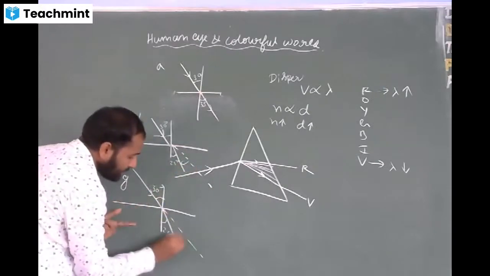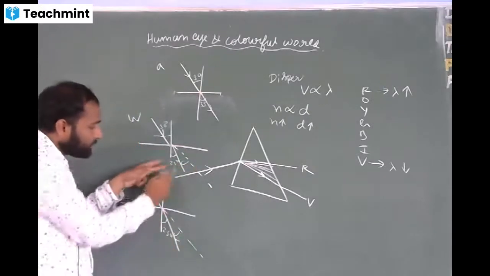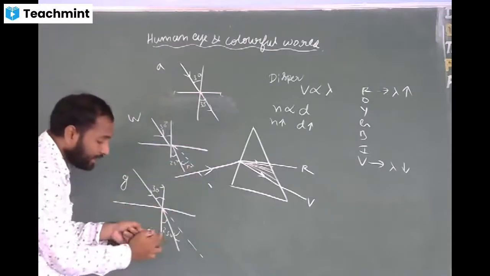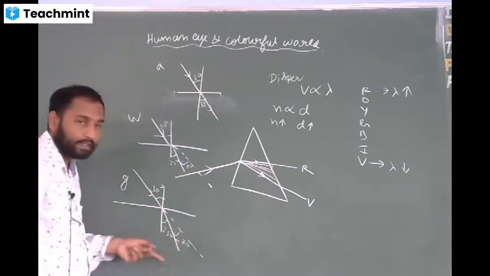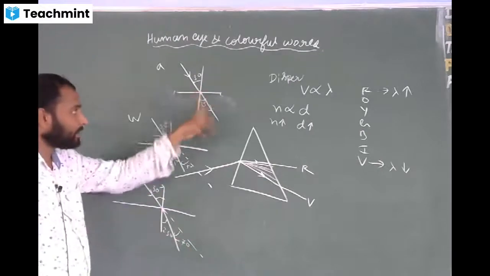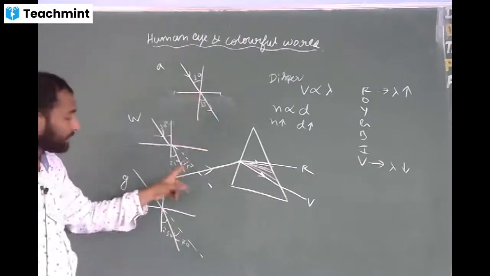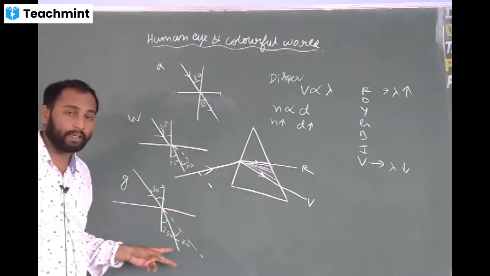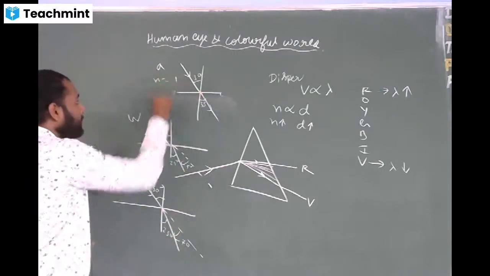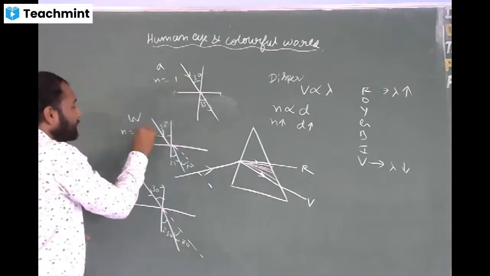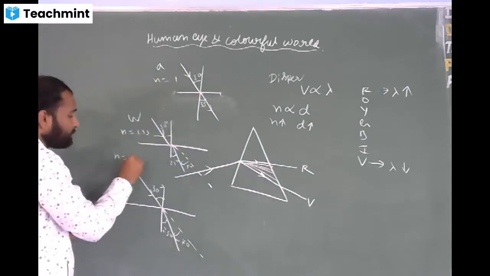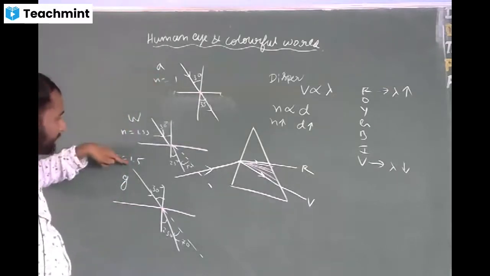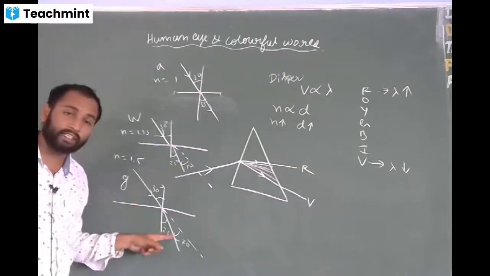You can see this as angle of deviation. See here, this is 25 degrees, so the remaining is 5 degrees. Here it is 23 degrees, so the remaining is 7 degrees. Earlier the angle of deviation is 0, here the angle of deviation is 5 degrees, here the angle of deviation is 7 degrees. Here the refractive index is 1, here it is 1.33, here it is 1.5. So see, as the refractive index is increasing, the angle of deviation is also increasing.